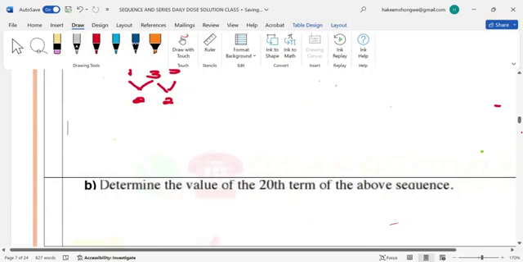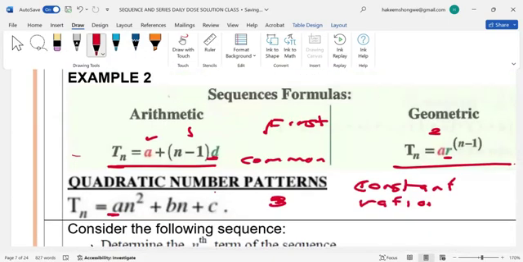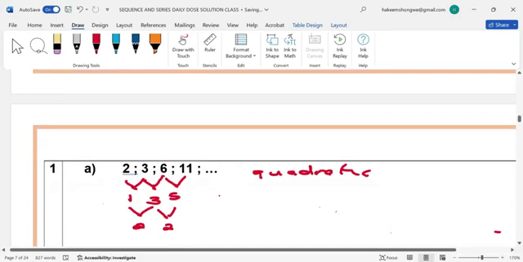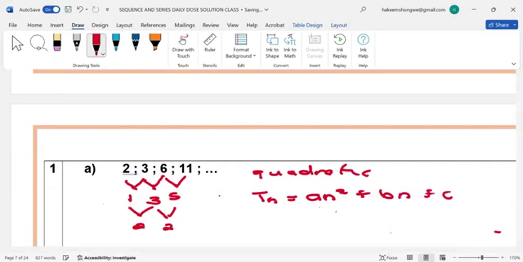And then we say, okay, on formula number 3, it says we have Tn, which is given as an squared plus bn plus c. Now, what is our job now? Is to find A, is to find B, is to find what? C. Now, how do you get A?